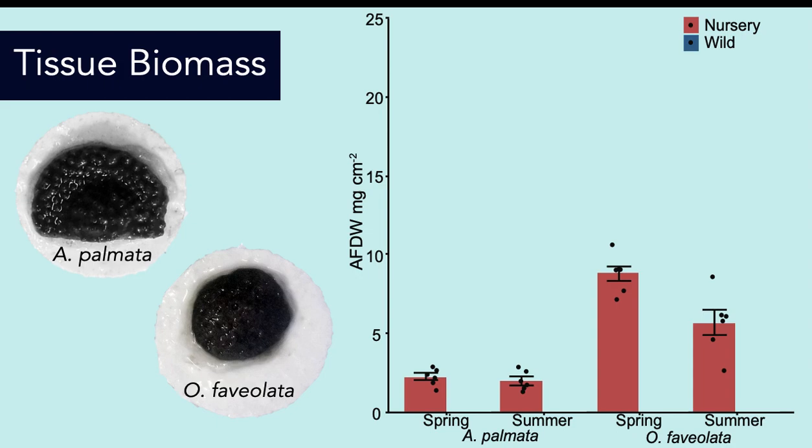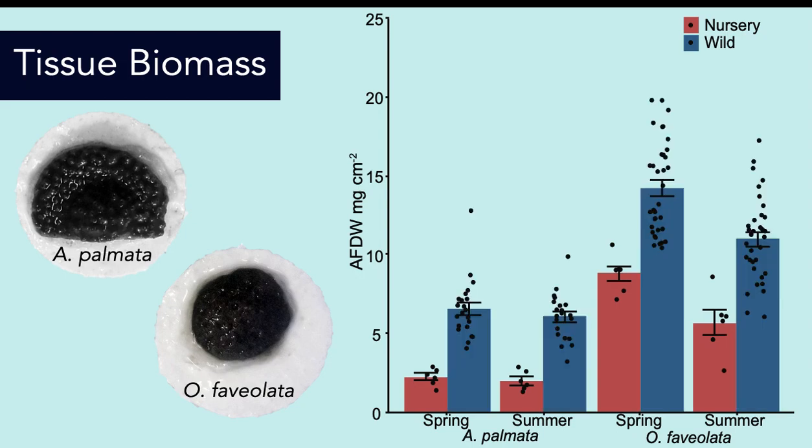Finally, we looked at tissue biomass. This was in the form of ash-free dry weight per area for these corals. Palmata tends to be kind of thin-skinned, so it has much lower biomass than what we're seeing in the ovabulata, but there is still a trend of the expected higher biomass in late spring than in late summer. The downside is that all measures of the land-based nursery corals were significantly lower than what we're seeing in the wild conspecifics.